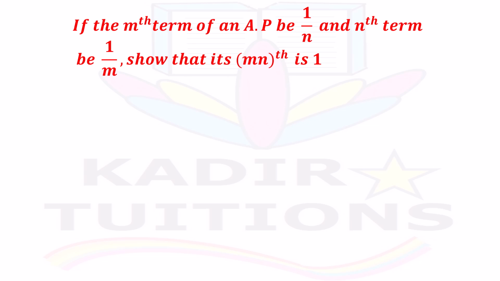In this video, we are going to see the problem. If the mth term of an AP be 1 by n and nth term be 1 by m, then show that the mnth term is 1. So first let us write the details.